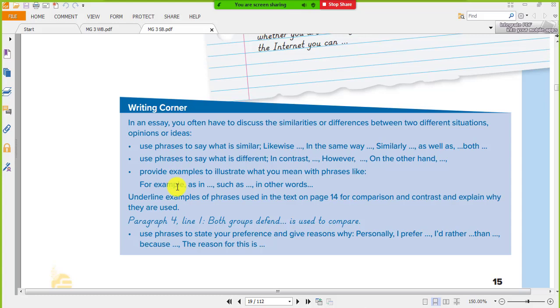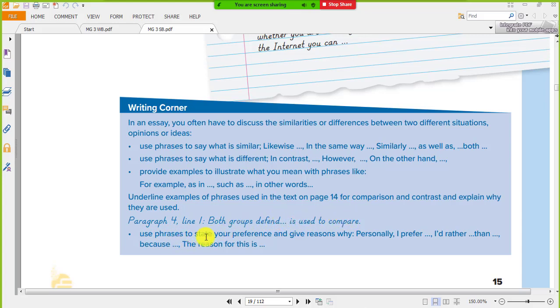Provide examples to illustrate what you mean with phrases like for example, as in, such as, in other words. Underline examples of phrases used in the text on page 14 for comparison and contrast, and explain why they are used.